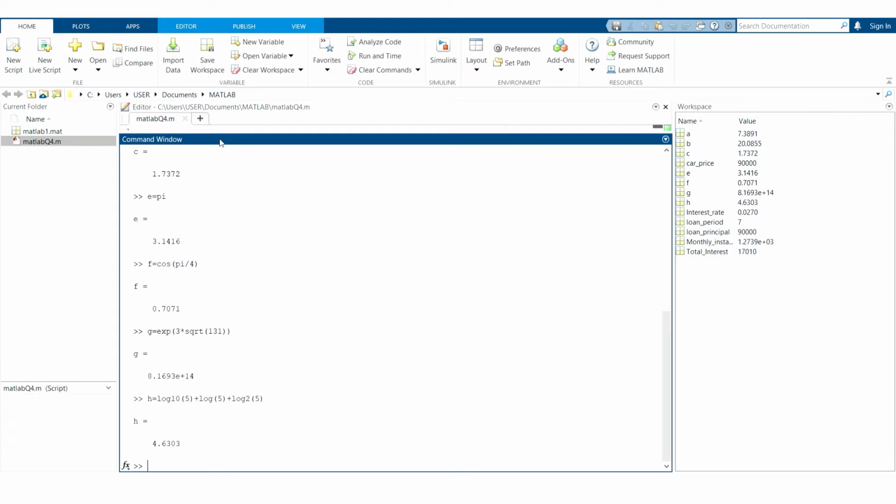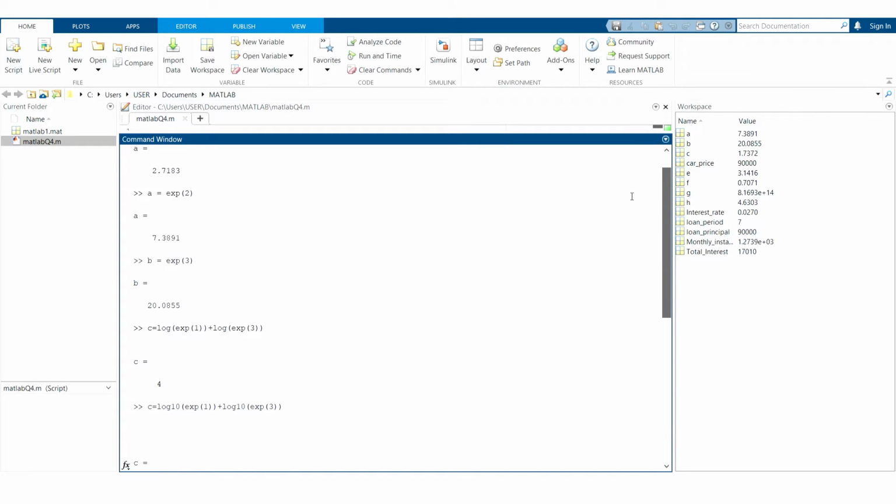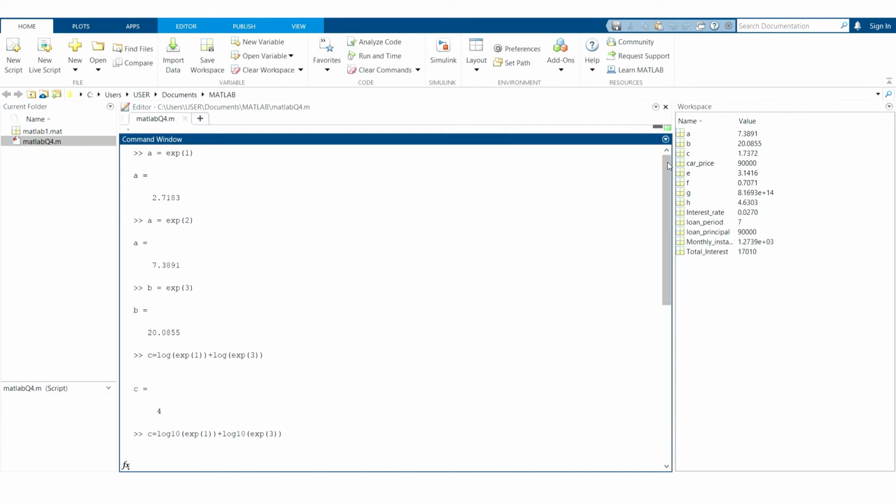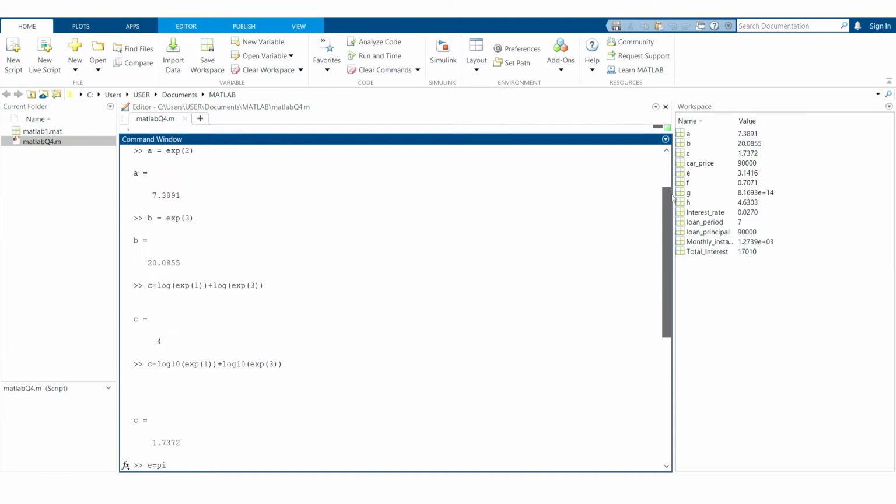So, okay, here is my expression in the command window. This is how my expression in MATLAB looks like.